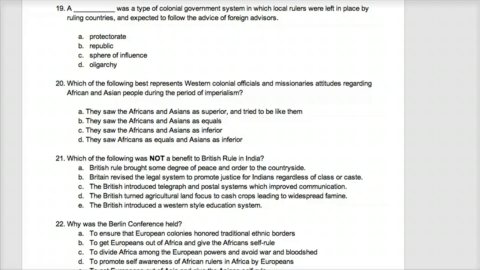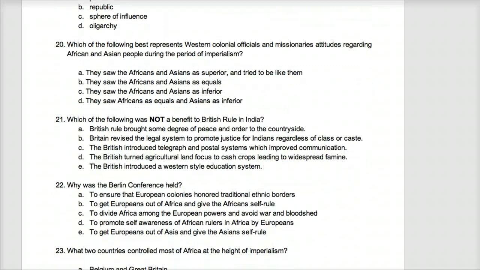20. Which of the following best represents colonial officials and missionaries' attitudes regarding African and Asian people during the period of imperialism? Was it A. They saw the Africans and Asians as superior and tried to be like them? B. They saw the Africans and Asians as equals. C. They saw the Africans and Asians as inferior. Or D. They saw Africans as equals and Asians as inferior.